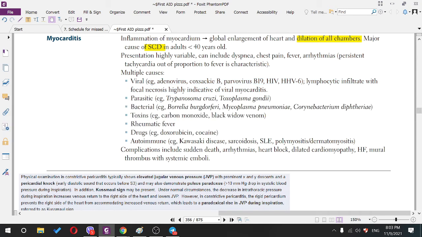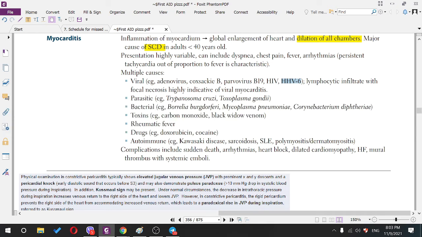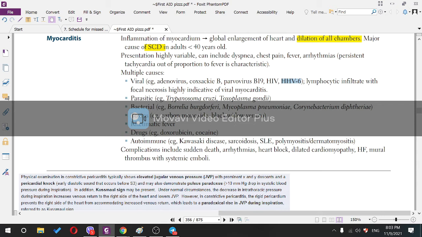Adenovirus, Coxsackie virus, parvovirus. Parvovirus loves people who have thalassemia and sickle cell. HIV can lead to myocarditis directly. You must know this. And HHV6. Does anybody know what that is? Human herpes virus number 6. It has another name. It starts with the letter R. What is it? Come on. Somebody know? What is human herpes virus number 6? Loves children.